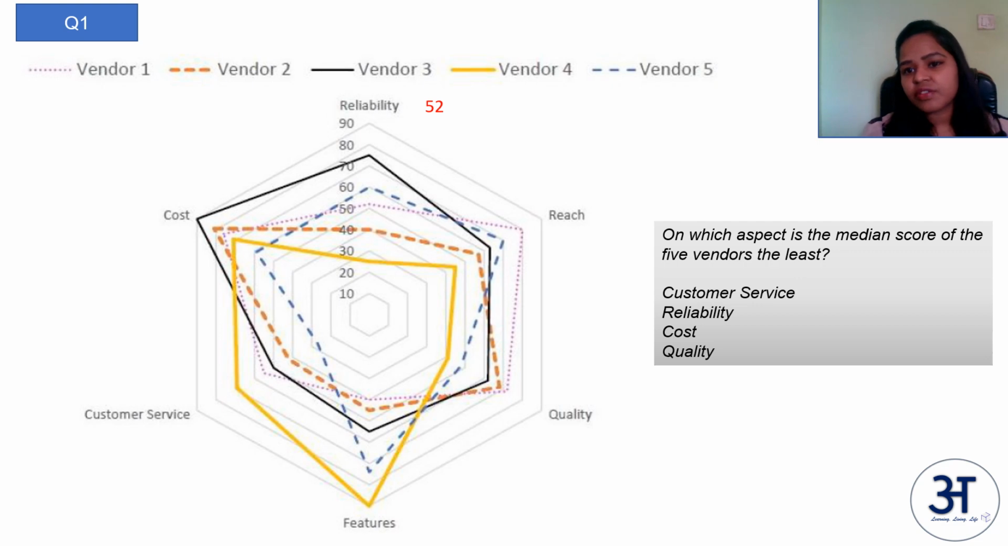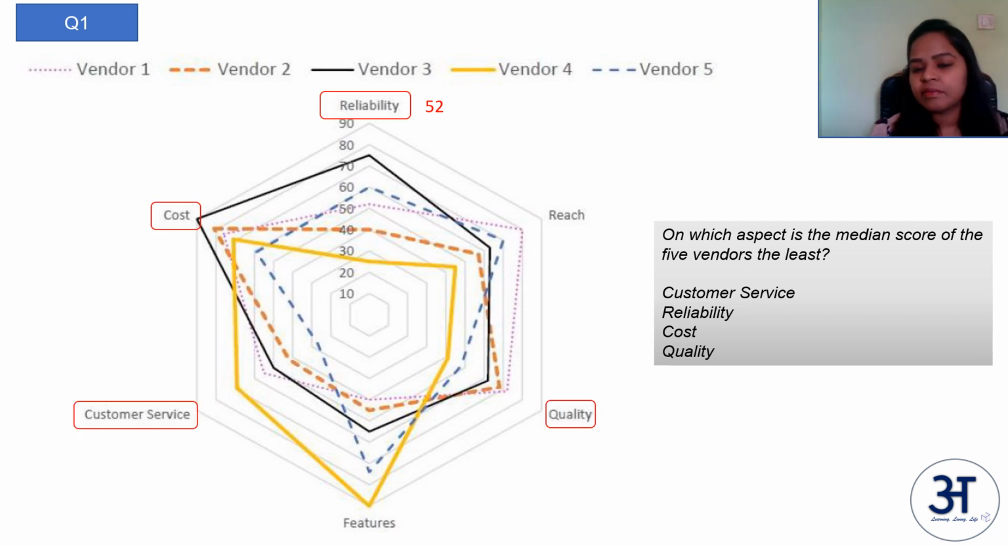So the first question is, on which aspect is the median score of the 5 vendors the least, right? So you need not look at all these while solving a question. So here we'll look at how to utilize these options for maximum efficiency, right? So we have these aspects: the customer service, reliability, cost, and quality. So we'll be looking at only these. So within these aspects, where is the median score least? They are asking, what is the median? Median is the middlemost value. So you pick all the middlemost values.